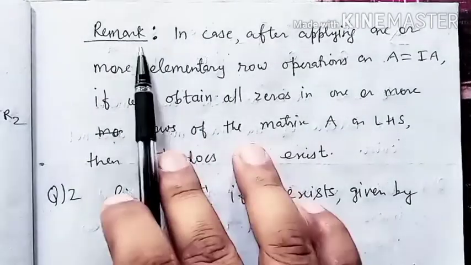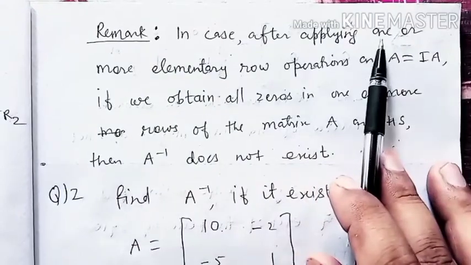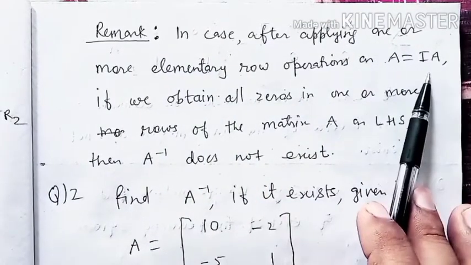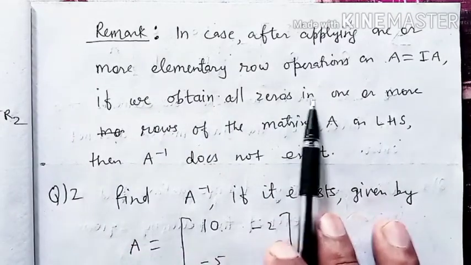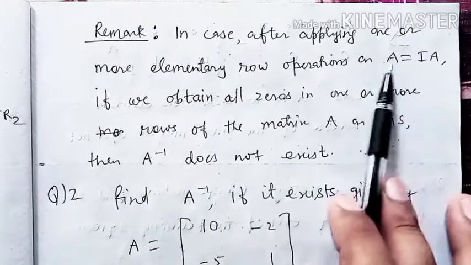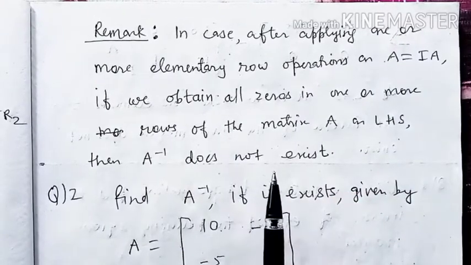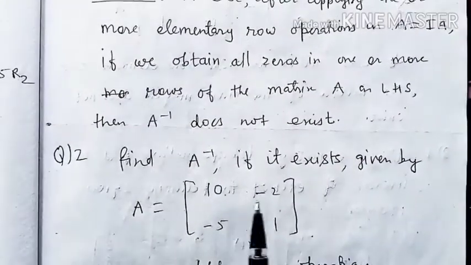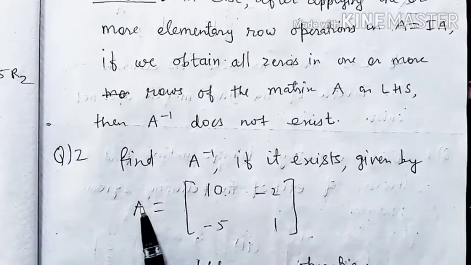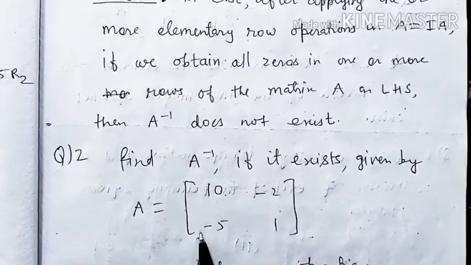Remark: in case after applying one or more elementary row operations on A is equal to IA, if we obtain all zeros in one or more rows of the matrix A on LHS, then A inverse does not exist. Question number 2. Find A inverse if it exists, given A is equal to [10, minus 2; minus 5, 1].